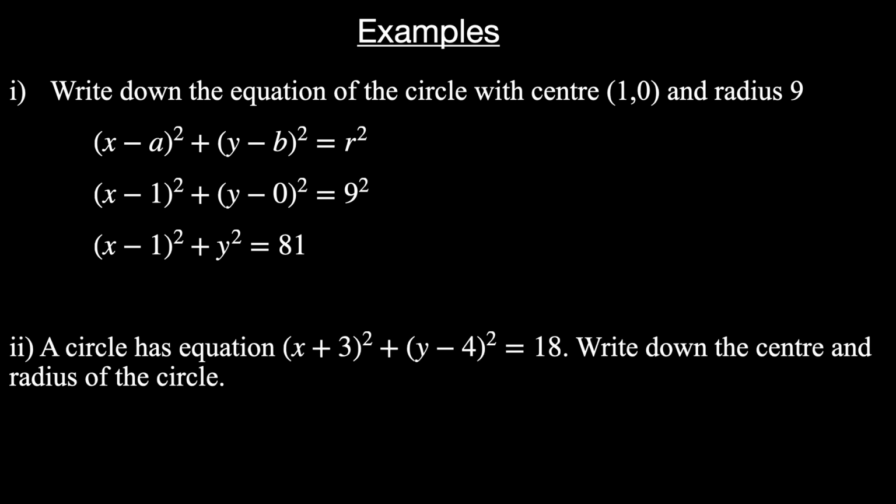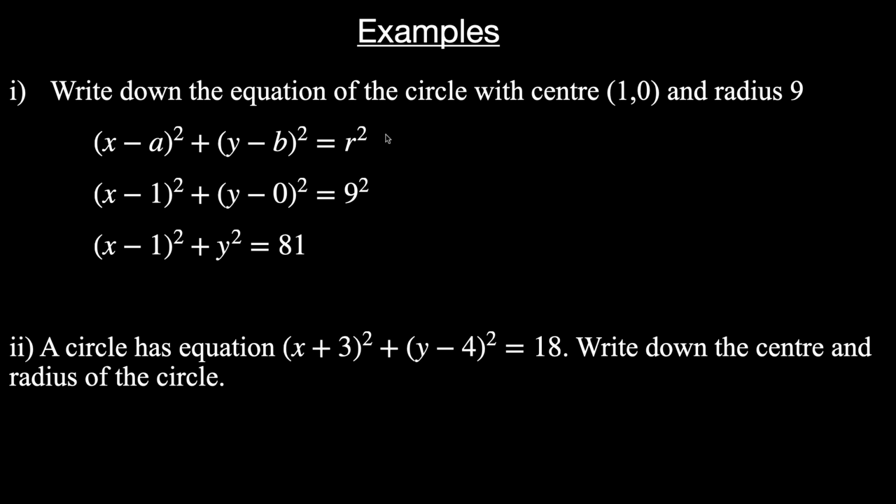Let's look at another one. This question says a circle has equation (x plus 3) all squared plus (y take 4) all squared equal to 18. Write down the center and the radius of the circle. Well, this is the reverse of the previous question. Here we need to look at these numbers, plus 3 and negative 4.